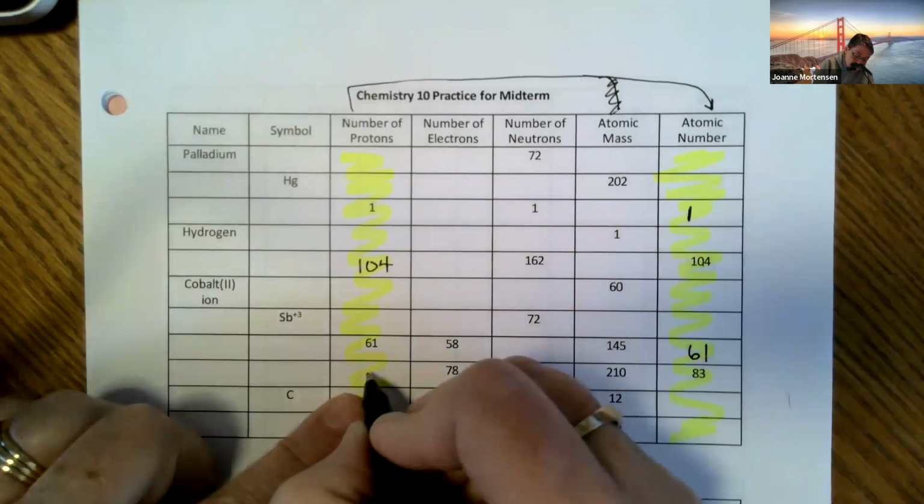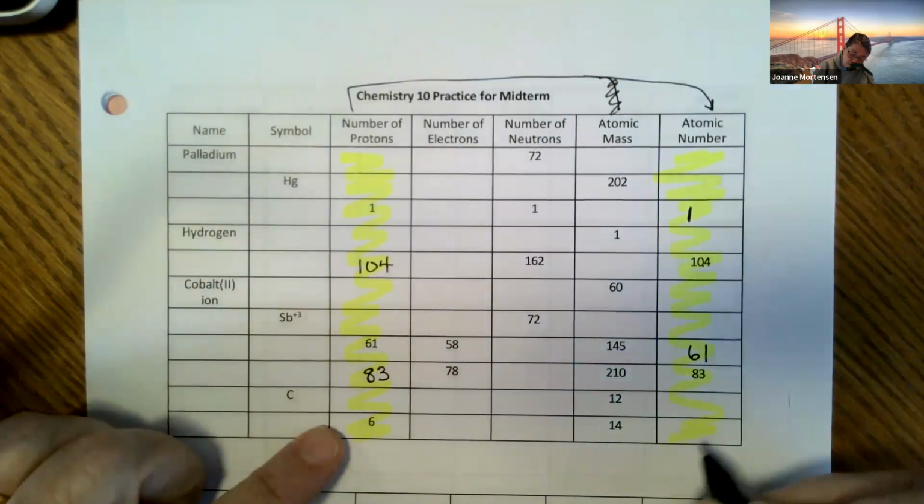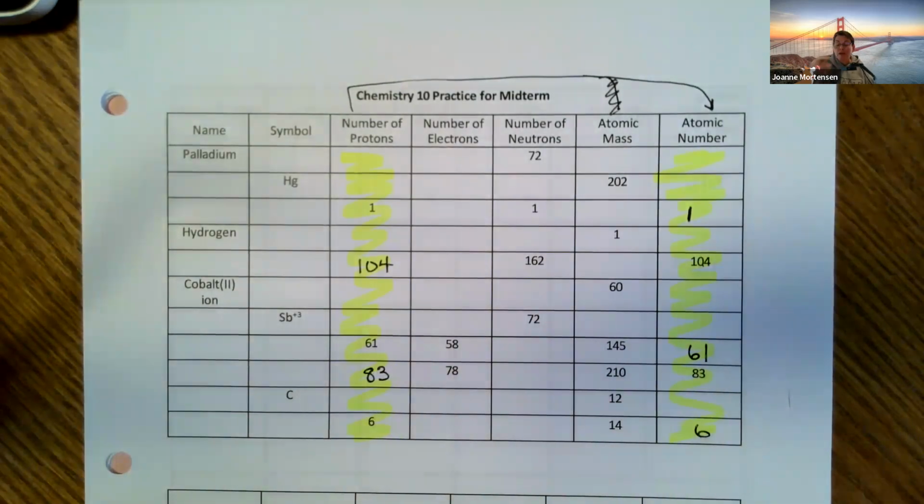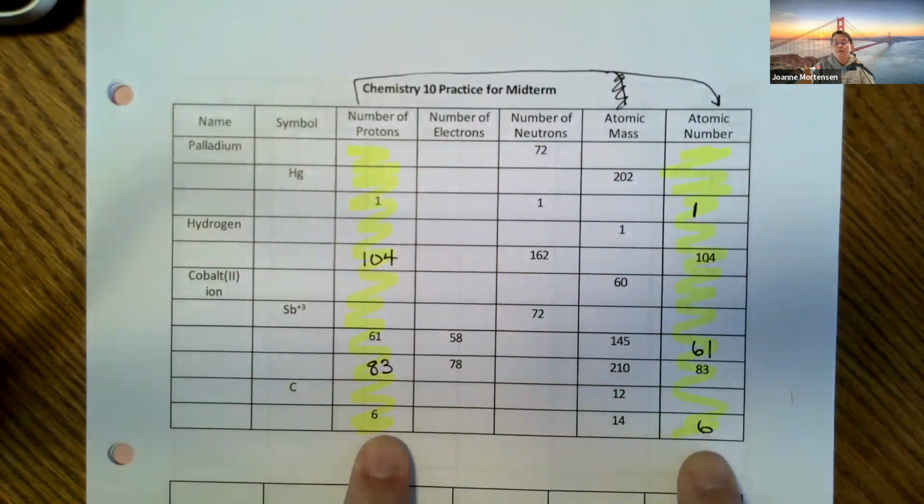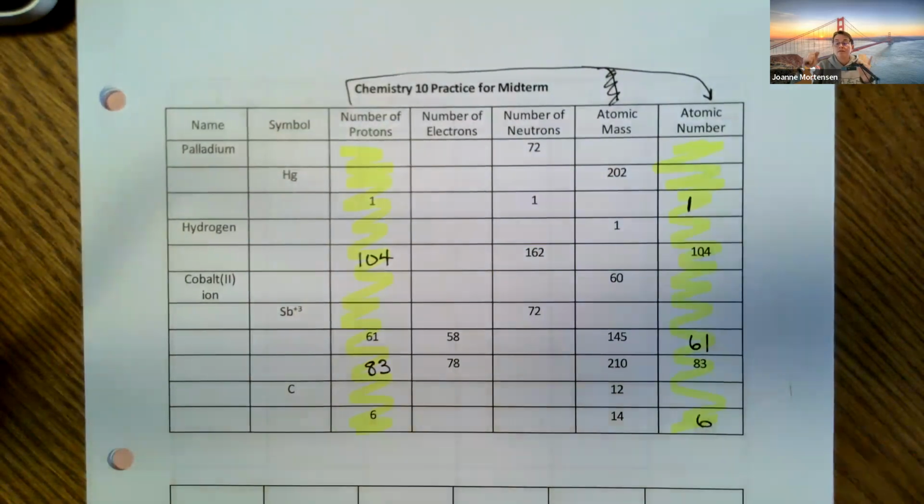61, 83, and 6. Not much, but hey, easy marks. The other thing, I'm going to say it now in case I forget: when I'm done, I go like this, and I make sure it's matchy-matchy all the way down. Okay, so that's the first thing we do, or I do.